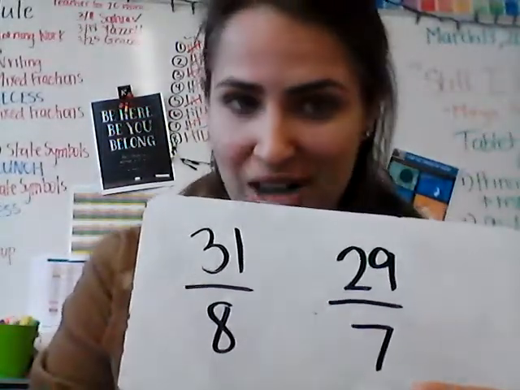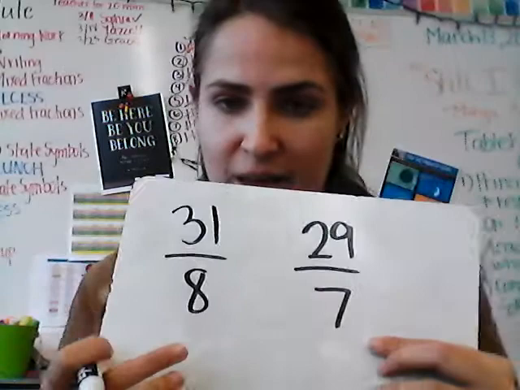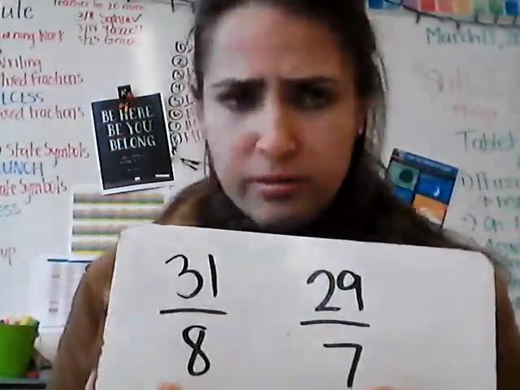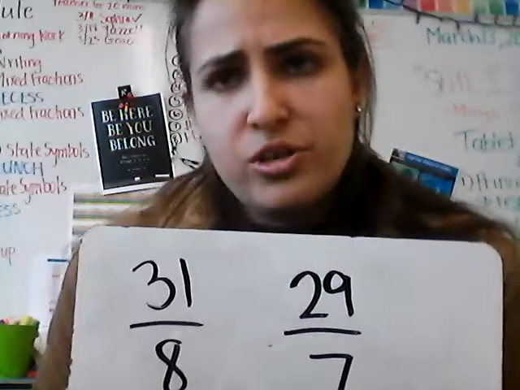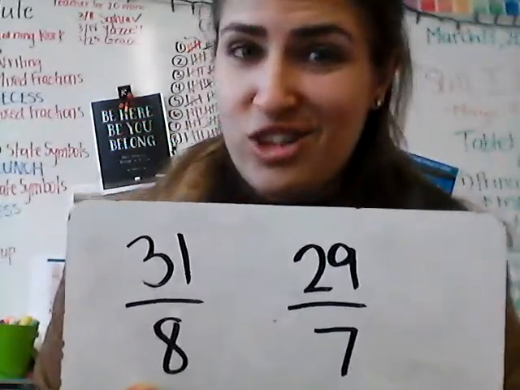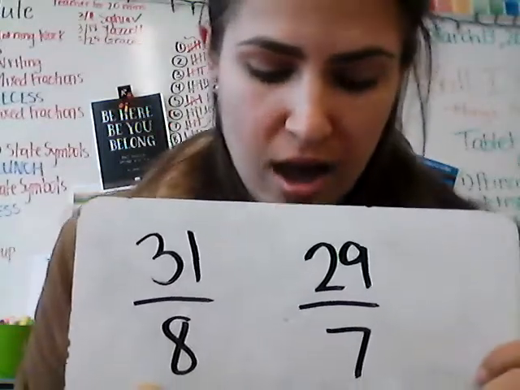So the easiest way to compare fractions is if they either have a similar denominator, or we could always make them both into mixed fractions. And because I'm working on making mixed fractions, let's try that.